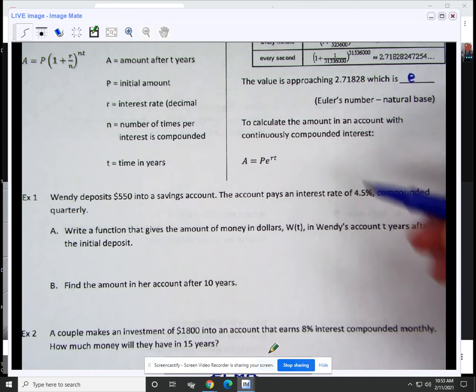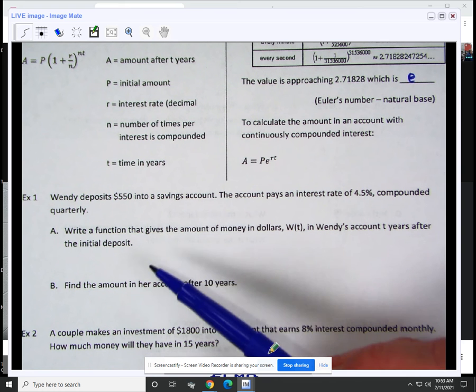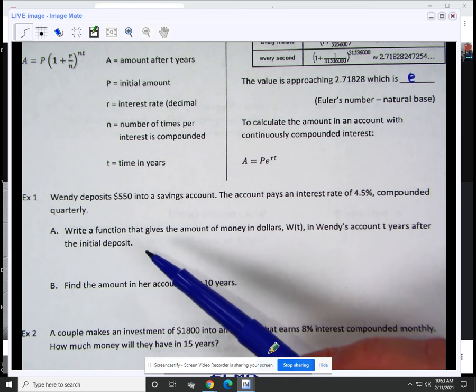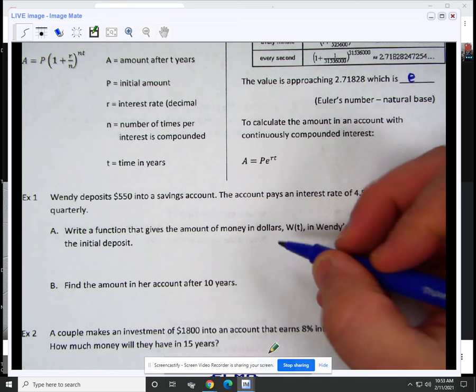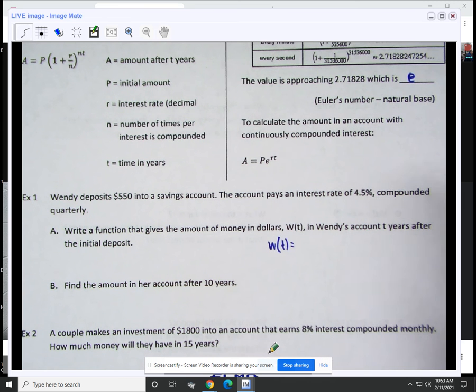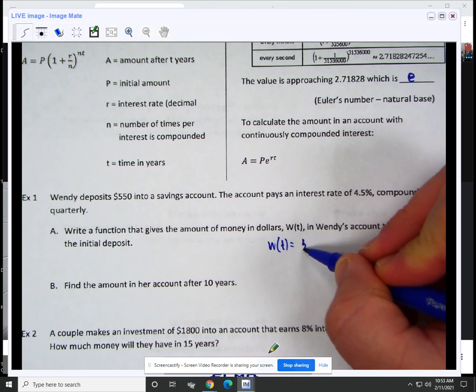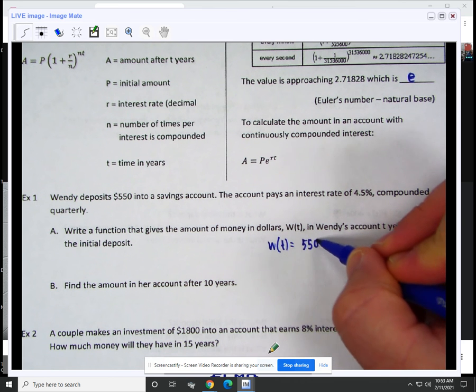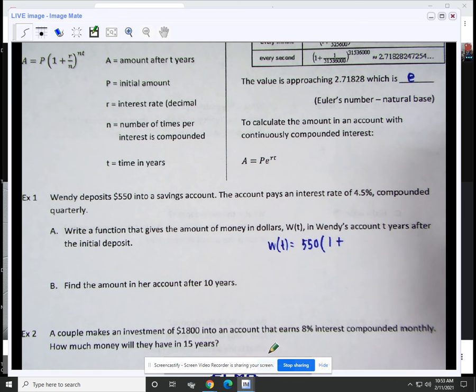So here we go. Here's our equation. It says write a function that gives the amount of money in dollars, W of t, in Wendy's account, t years after the initial deposit. What's that initial deposit, guys? What's P? 550 times 1 plus, what's my rate? Isn't it 4.5%?